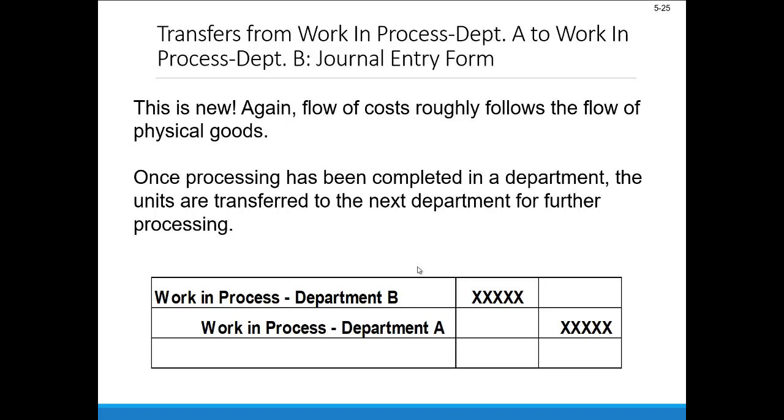If that's the case, every time things are finished in department A, or every period, we're going to book a credit to work in process for department A, showing things moving out of department A, and a corresponding debit to work in process for department B, showing that those things are now in department B, and department B is going to be working on them. So this is the entry we would see in a process costing system that we wouldn't see in a job order costing system.